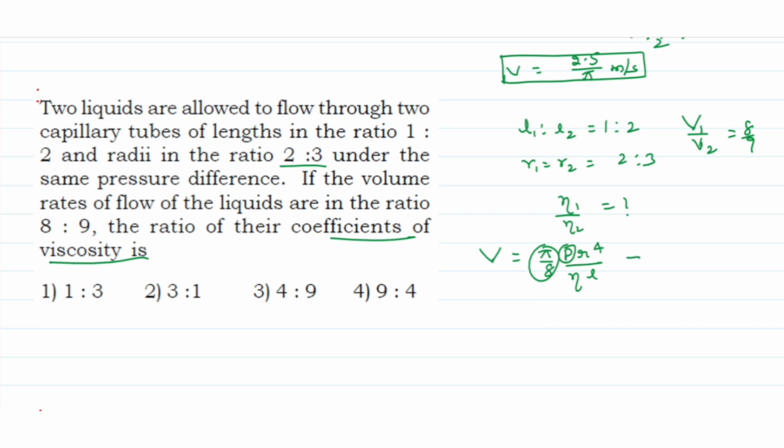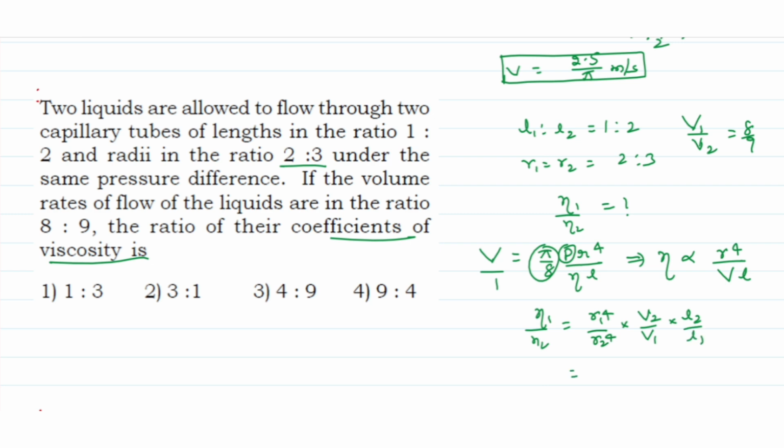So I am relating η, which is directly proportional to, you just cross multiply this one, R⁴ by the volume of the liquid flowing per unit time into length. Then η1 by η2 can be written as R1⁴ by R2⁴ into V2 by V1 into L2 by L1.